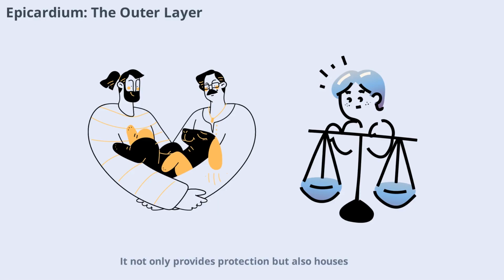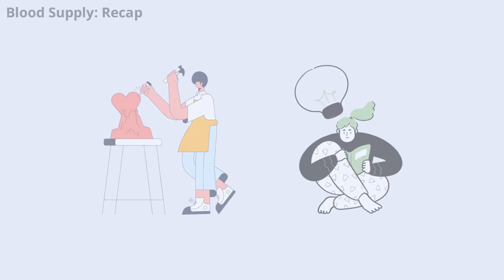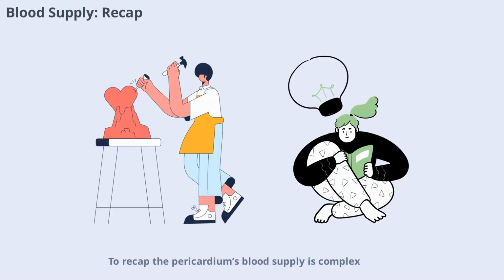It not only provides protection, but also houses blood vessels and nerves that supply the heart, playing a direct role in cardiac health and function. The parietal layer lines the inner surface of the fibrous pericardium, blending seamlessly with it. This layer forms part of the protective barrier and ensures that the pericardial cavity remains a closed, frictionless environment for the heart.